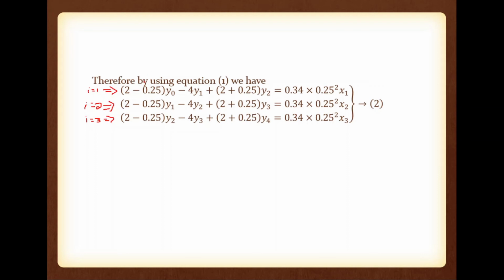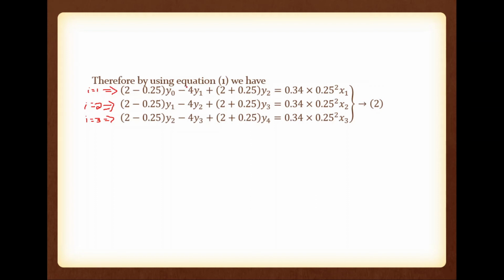Solve this one means, what is 2 minus 0.25? That is 1.75. So this entire coefficient will become 1.75. What is 2 plus 0.25? That is 2.25. So the entire coefficient will become 2.25. Now, if you want, you can replace this value. 0.25 square is 0.0625. That also we can do.